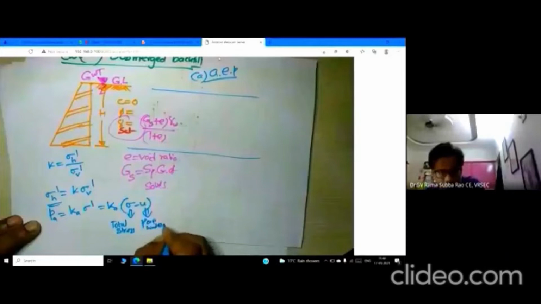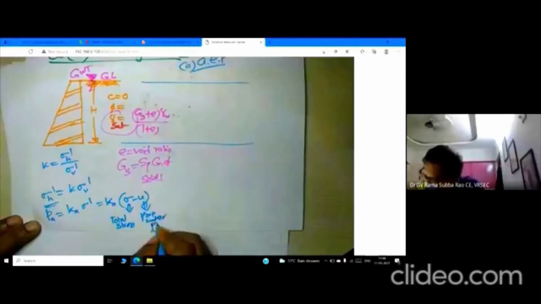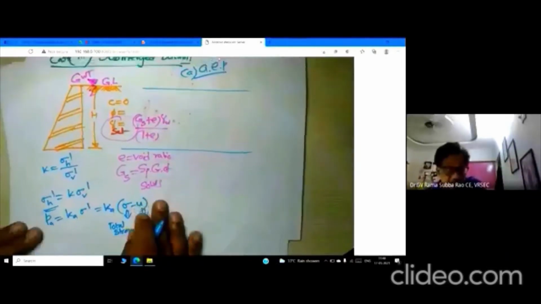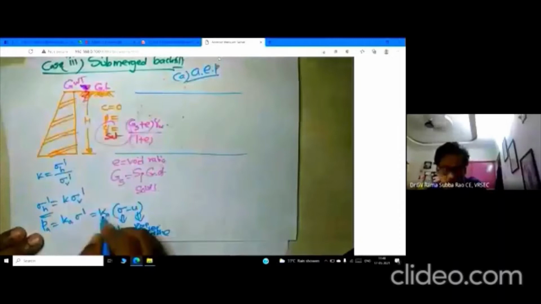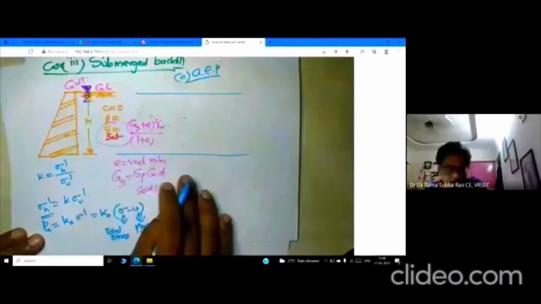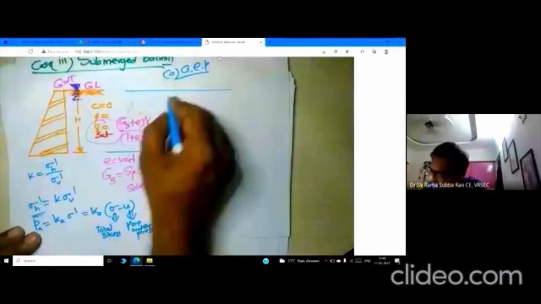Here I have pore water pressure. But in the previous case, when you assume the soil backfill is dry, the pore water pressure is 0. But here I cannot hide it. I should mention pore water pressure here, because the water table is at ground level. So without further delay, let us discuss now.